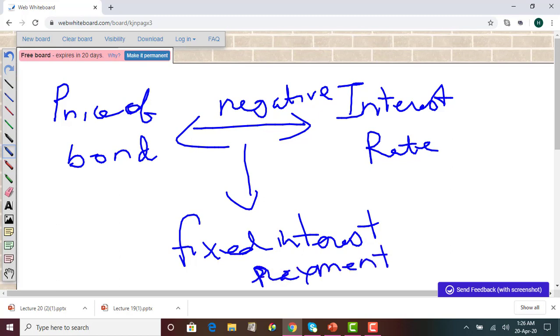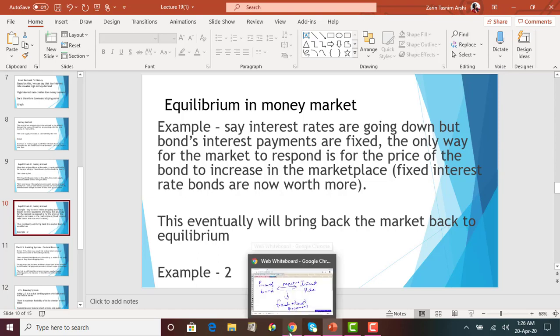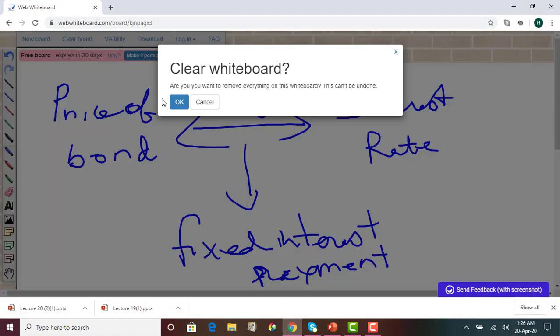If I ask you in a multiple choice question, or in the homework, what type of relationship does the price of a bond have with the interest rate, you will say it has a negative or inverse relationship. And why? Because it makes fixed interest payments. Okay, and I want to give you an example so that you understand this relationship. If the interest rate goes up, the price of the bond will decrease. If interest rates go down, the price of bonds will go up. So I want to give you an example and explain this situation. Okay, so let me do the example.